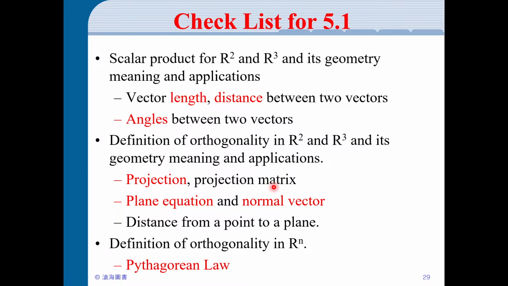Once again, in Rn we have the angle defined just like in R2 and R3, and orthogonal means inner product equals 0.